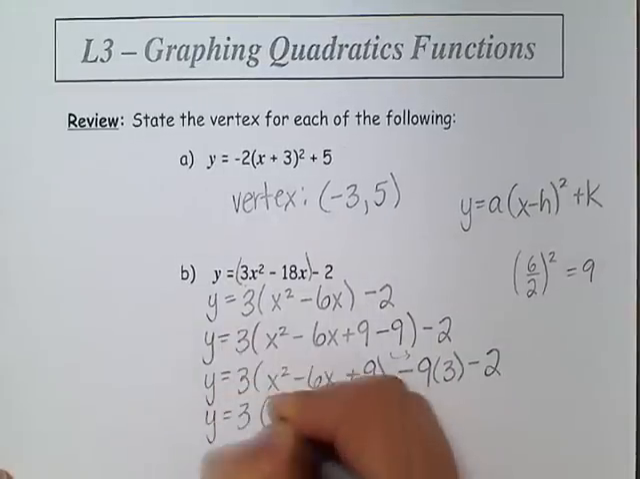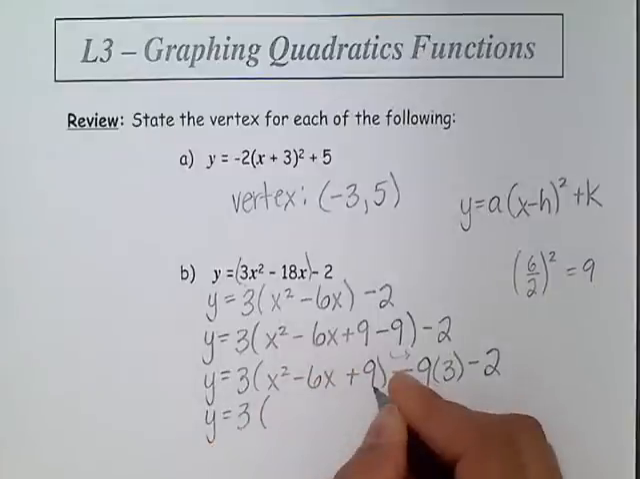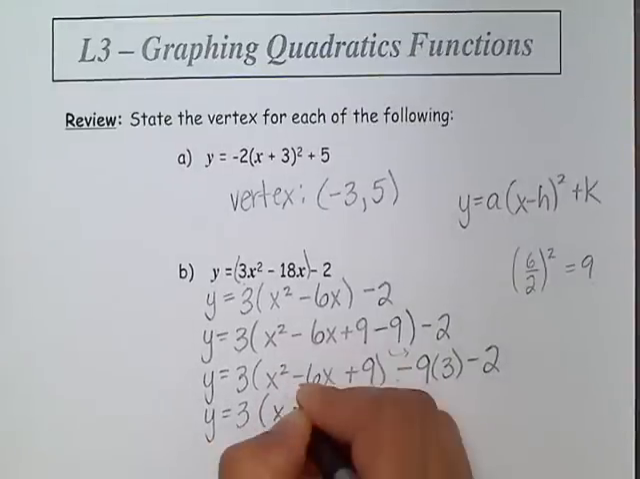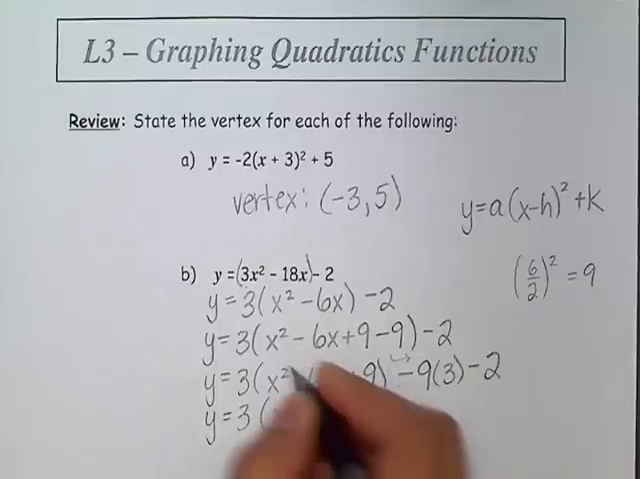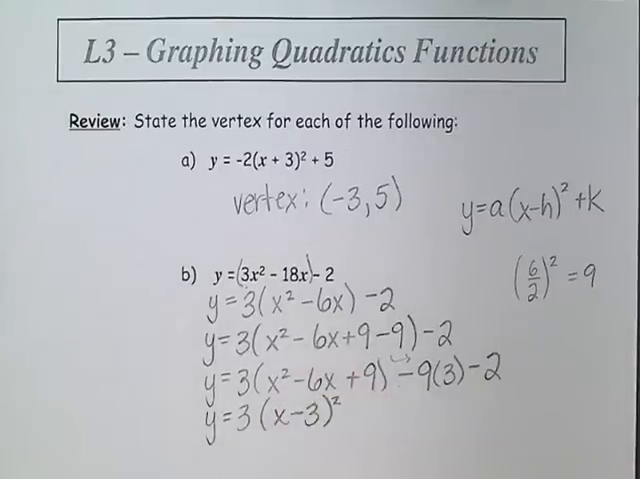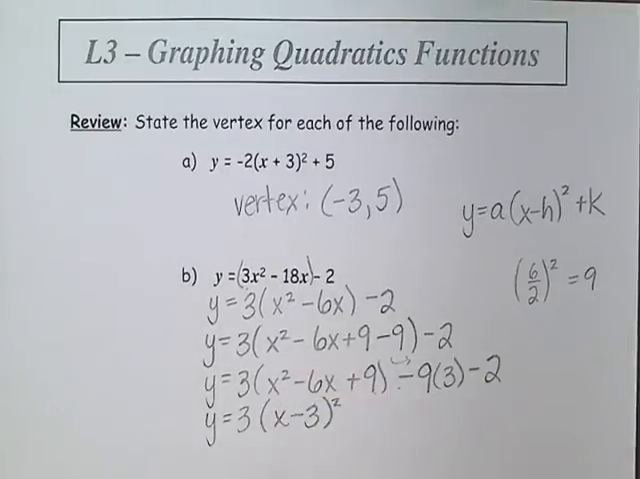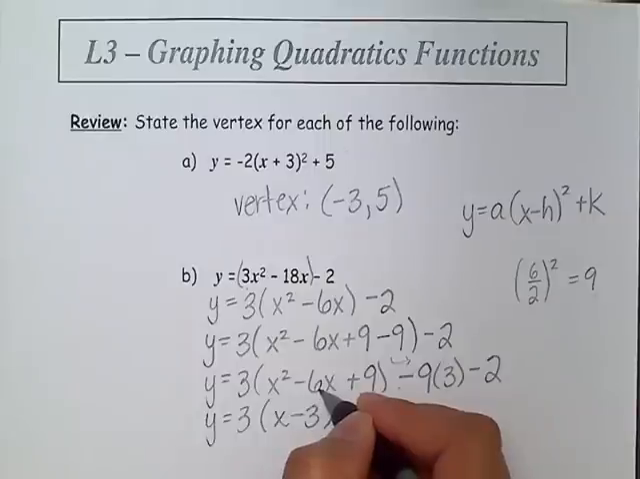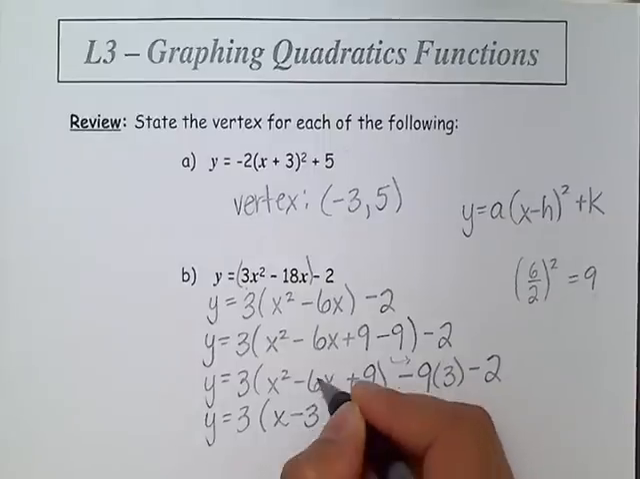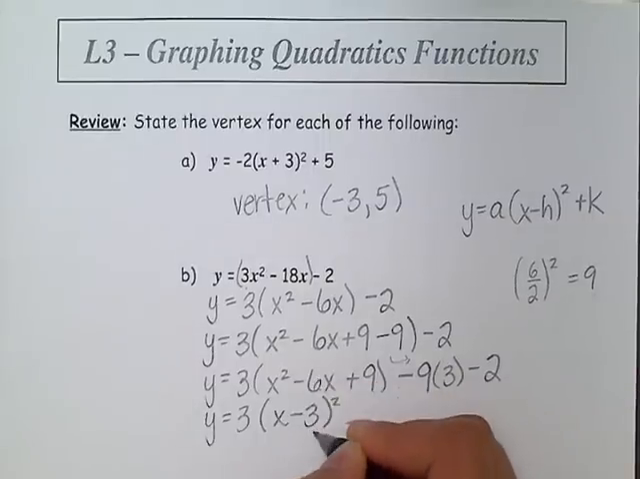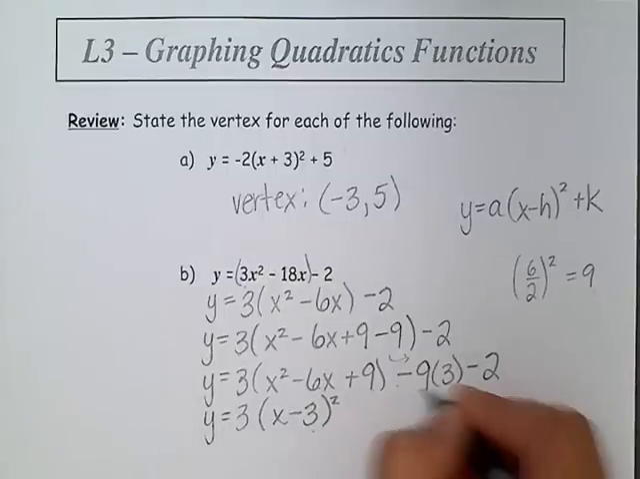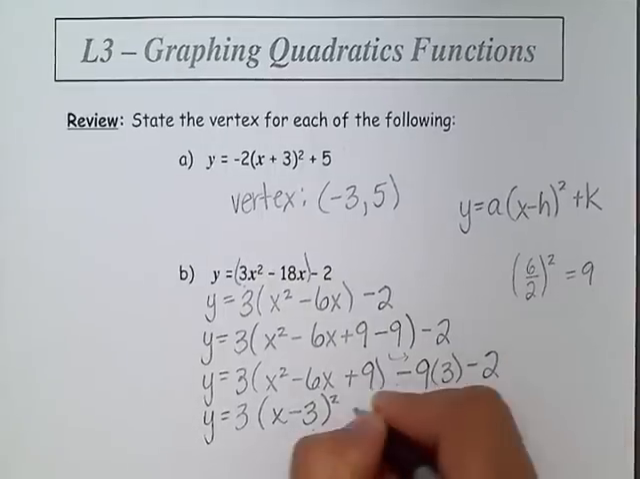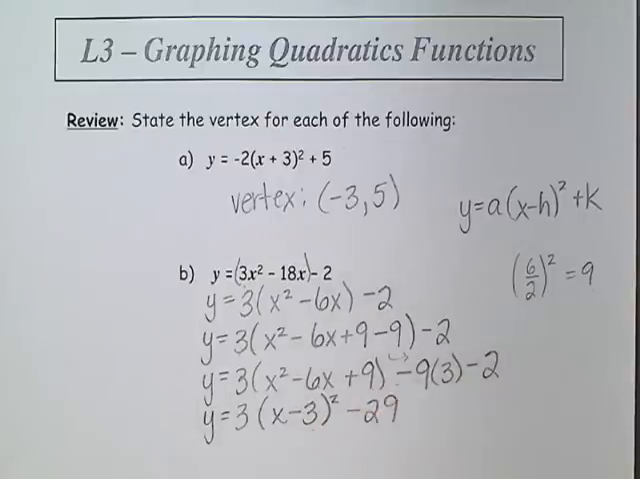So what I'm left with is y equals 3. This part here is a perfect square trinomial, which I know how to factor. So I'm going to square root the first term, and I'm going to square root the last term, and I'm going to keep the sign of the middle term, so it'll be (x minus 3) squared. A faster way of determining this is to actually take the -6 and divide it by 2, and that'll give you the second term in the binomial part that's here. For the rest of it, I have -27 minus 2, which is equal to -29.